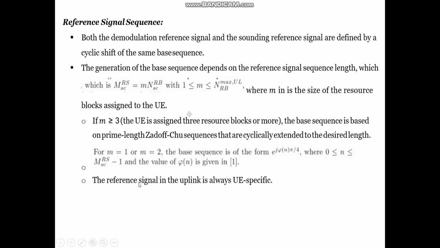And multiple reference signals can then be created by different shifts of the same base sequence. As the Zadoff-Chu sequence has the property that cyclic shifted versions of the same sequence are orthogonal to each other, generating reference signals in such a manner can reduce intercell interference for the reference signal transmission. And therefore, the reference signal in the uplink is always user equipment specific.